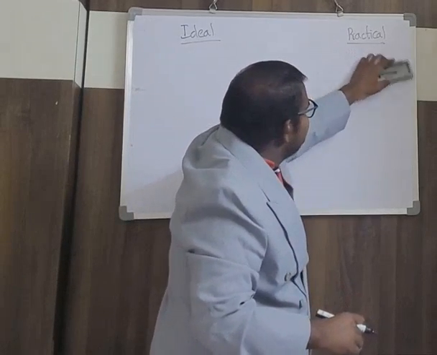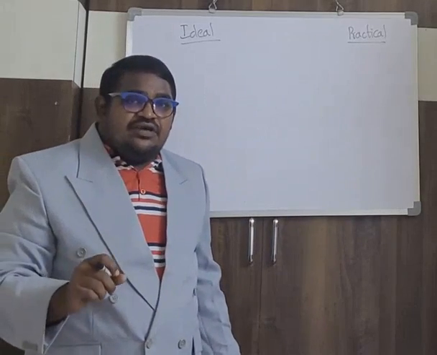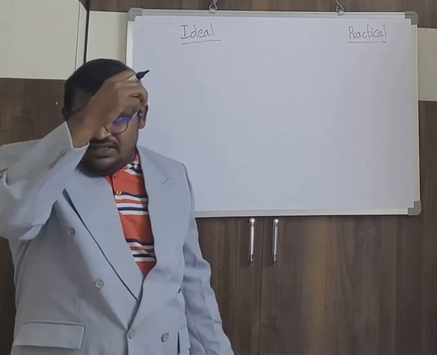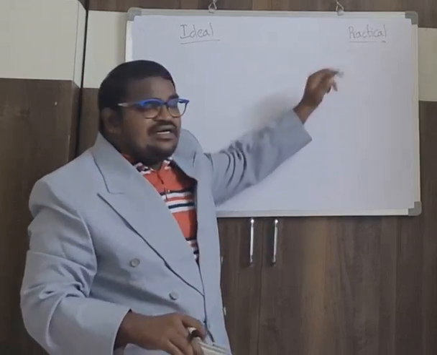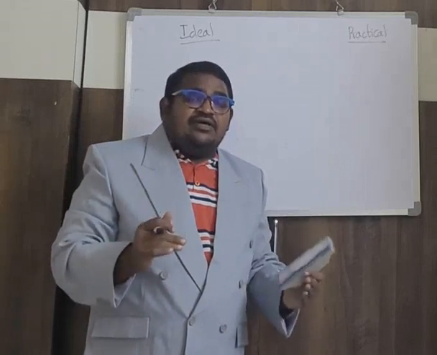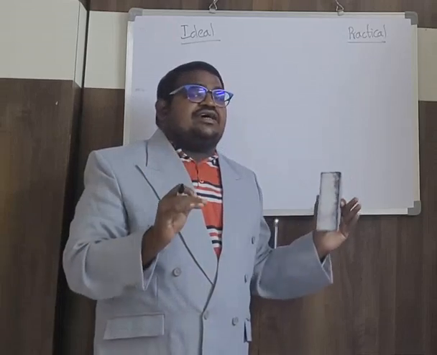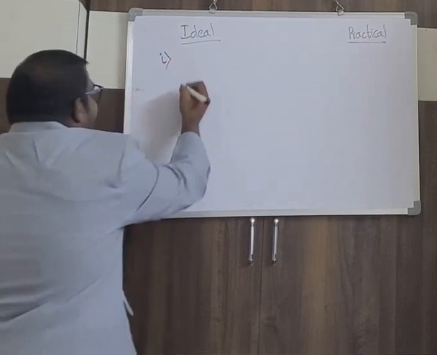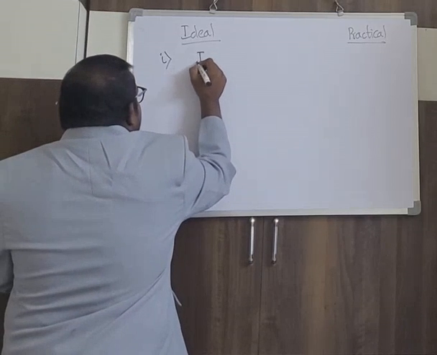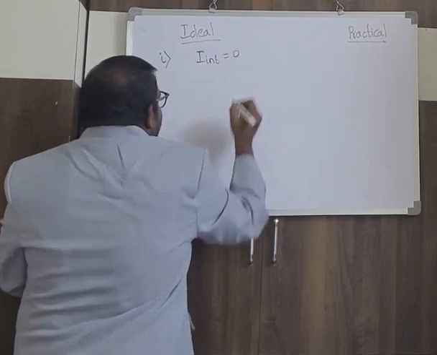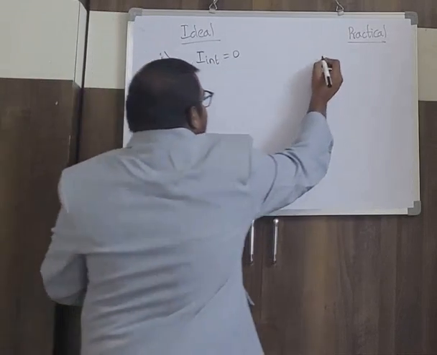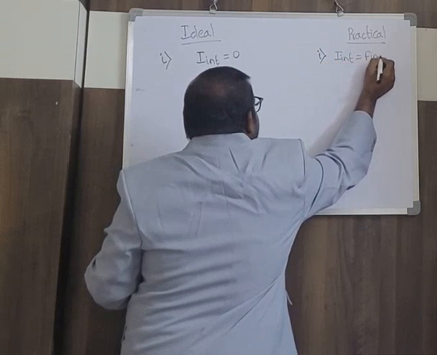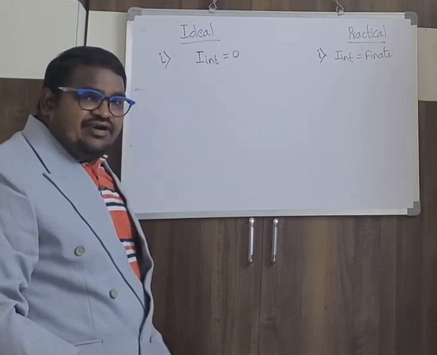Ideal current source is the current source which does not have an internal current requirement. Then what is a practical current source? The current source which has an internal current requirement is called a practical current source. So the first point I write is: ideal current source, in which internal current requirement is 0. But in the practical one, internal current requirement is finite.